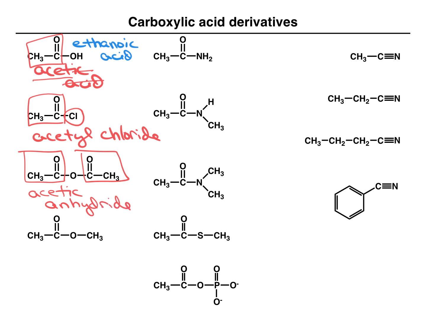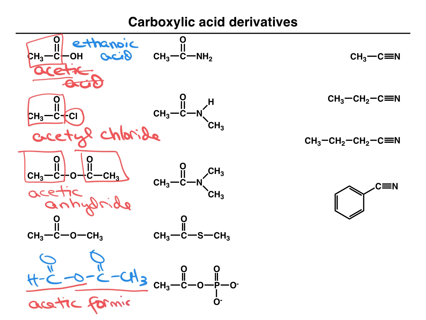If we have an anhydride with different acyl groups, for example, if we have this is from formic acid, and this is from acetic acid, then we list the groups alphabetically. So this would be acetic formic anhydride. But now I'm going to erase that so that we have room.